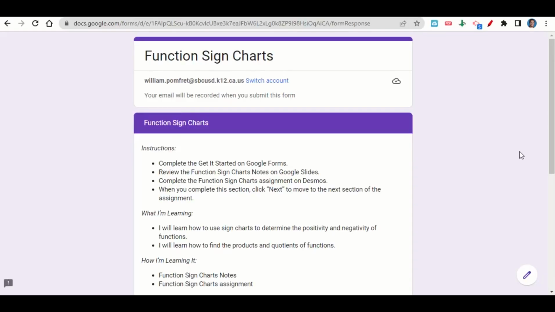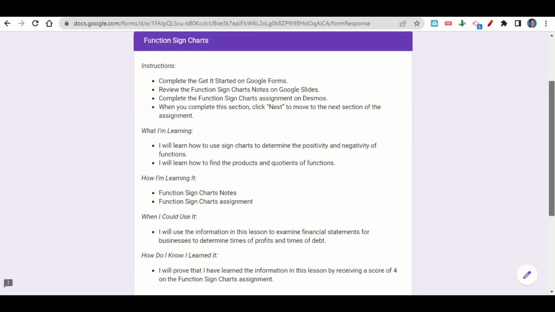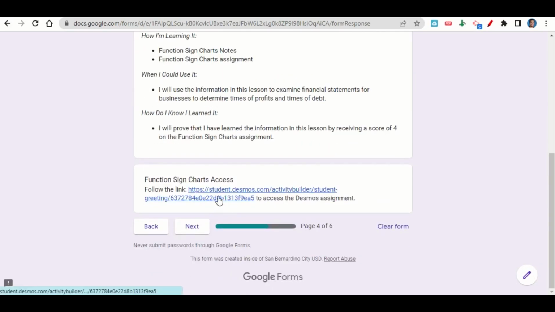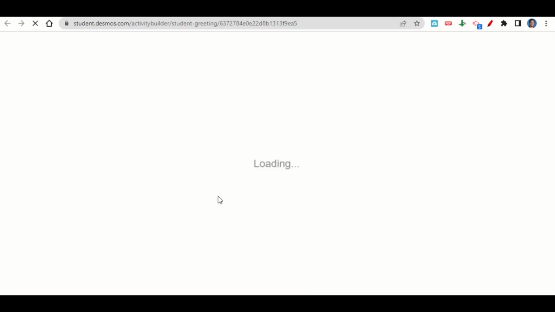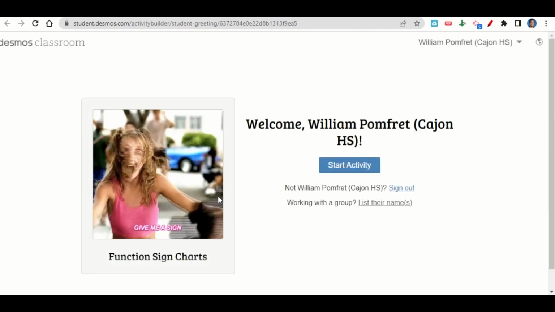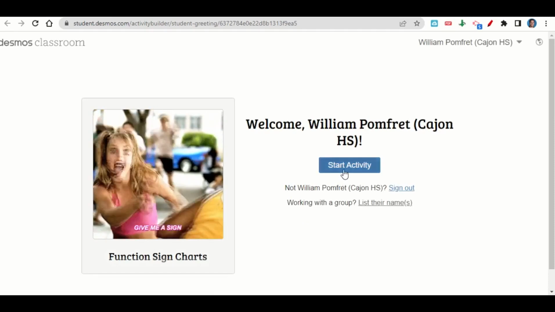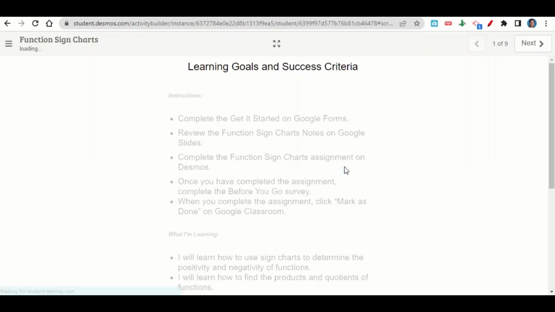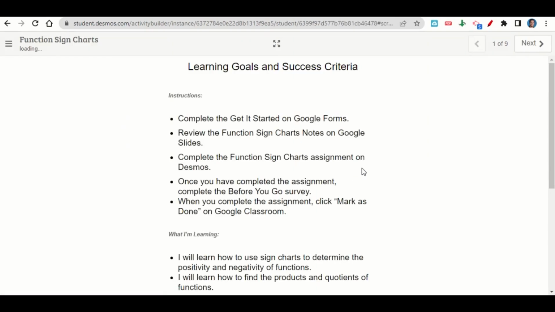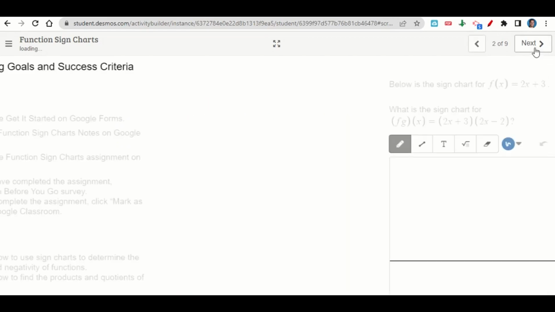Let's take a look now at the function sign charts assignment. The assignment begins with the learning goals and success criteria. If we scroll down, there's a link here to take us to the Desmos activity. Go ahead and click on that link, and it should take you to a page that looks like this. We'll go ahead and click start the activity. The assignment begins with the learning goals and success criteria. We'll go ahead and click next.